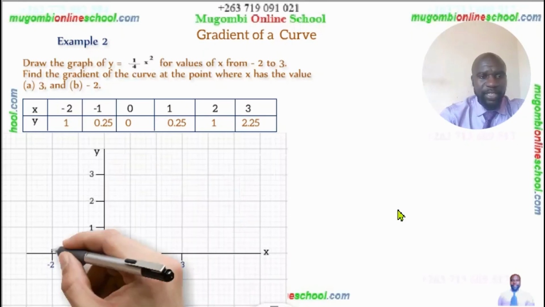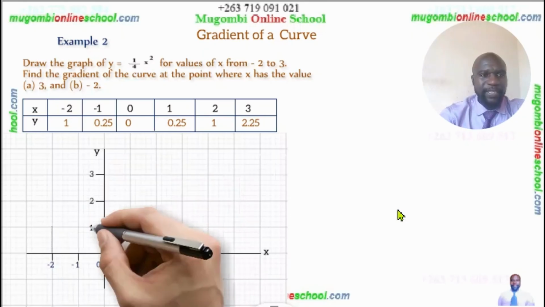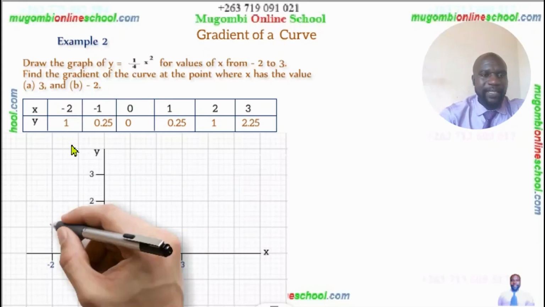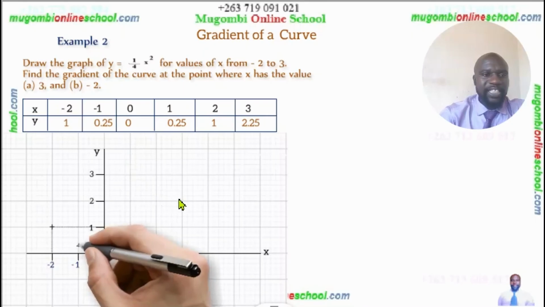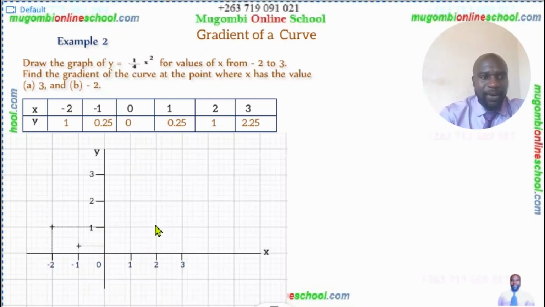Then we'll continue to draw the graph, and plot my points. -2 and 1. This is -2, 1. Then you locate the point, and then -1 and 0.25. 0.25 is a quarter. So we have to check. In this case, we are saying each small box is representing 0.2.